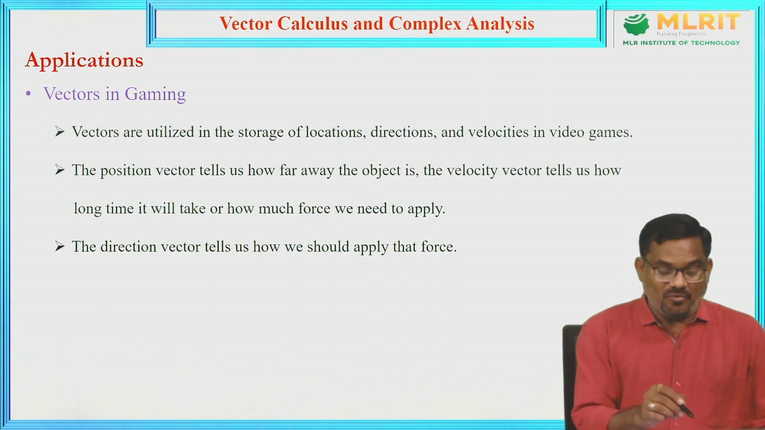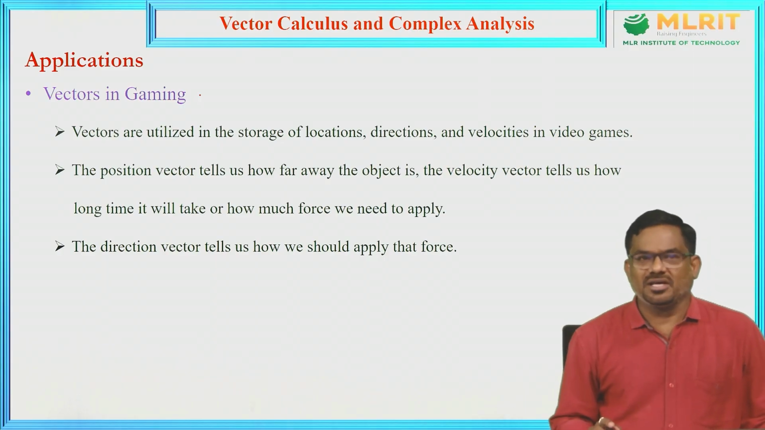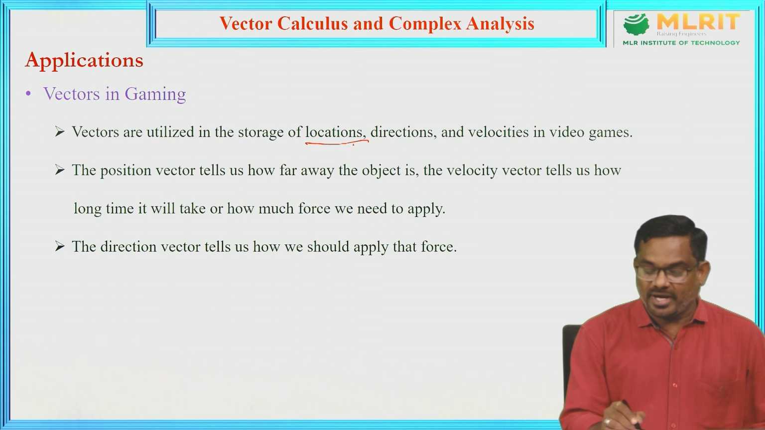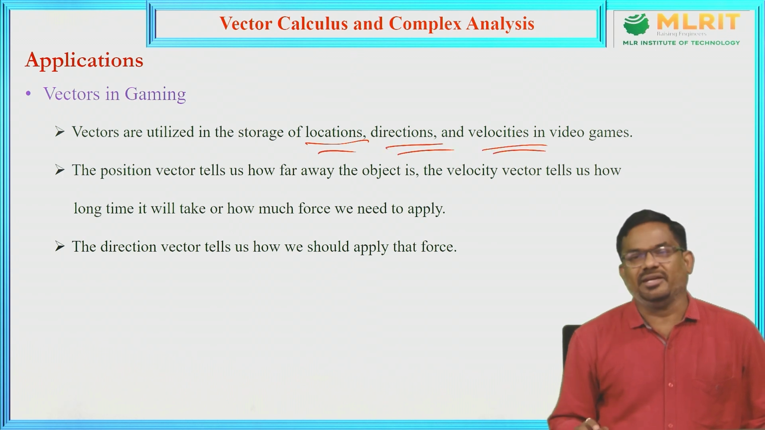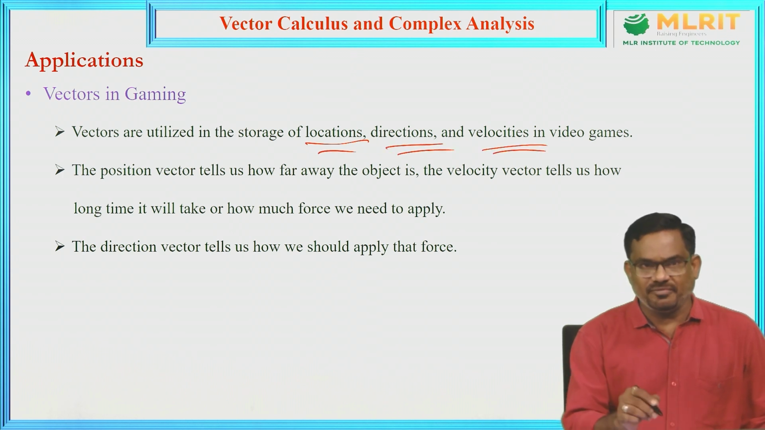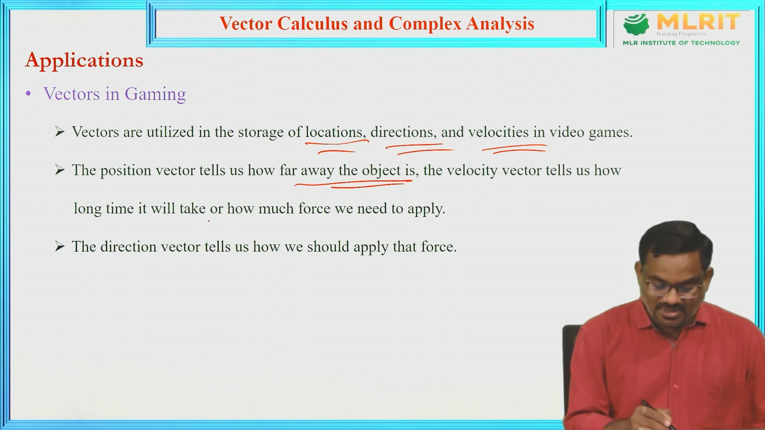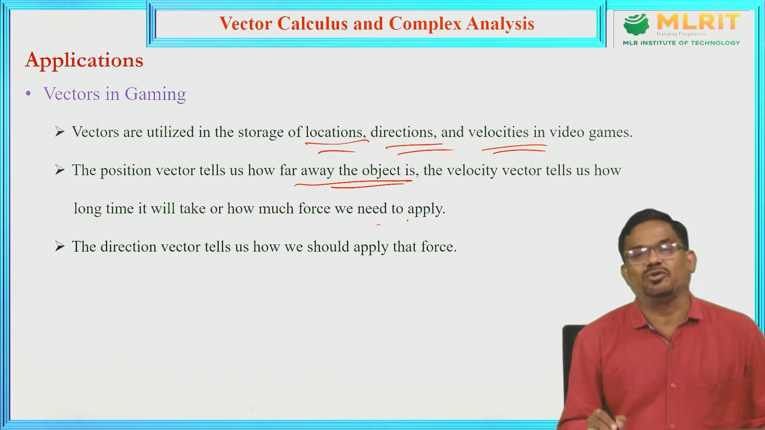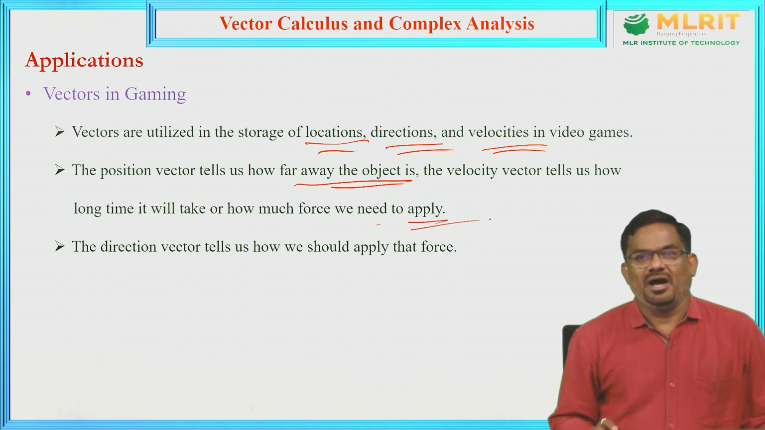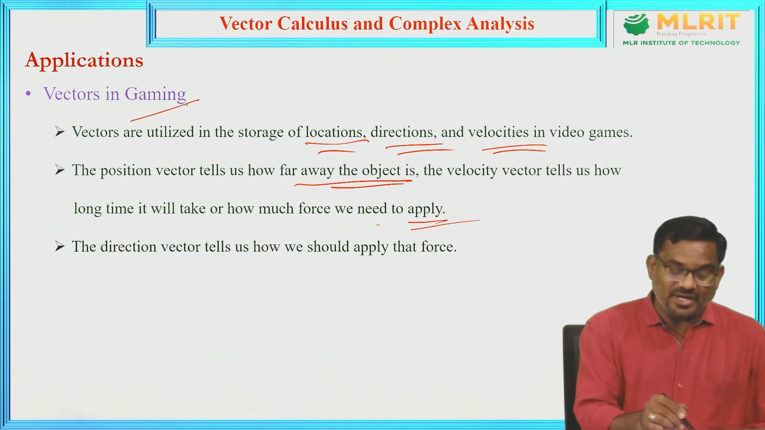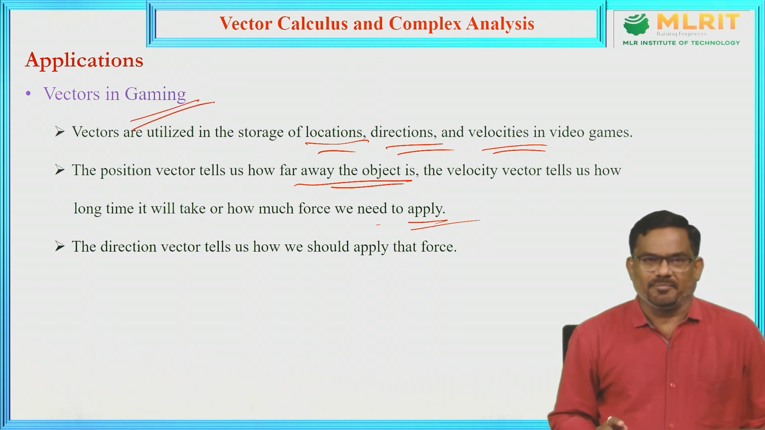And also vectors in gaming. Vectors are utilized in storage of locations, directions, and velocities in video games. The position vector tells us how far the object is, so where is the object. The velocity vector tells us how long it will take, or how much force we need to apply to reach there. And the direction vector tells us how we should apply that force. So vectors are very useful in gaming.